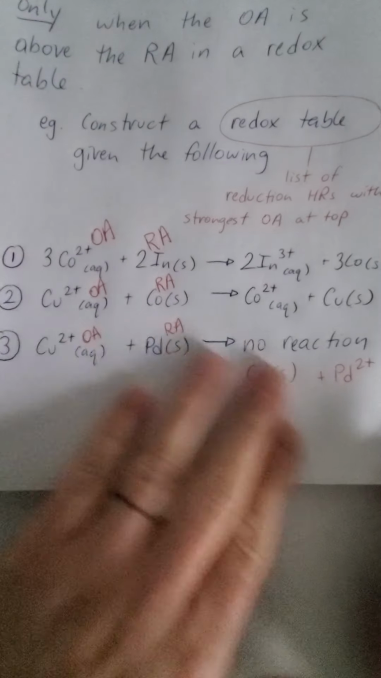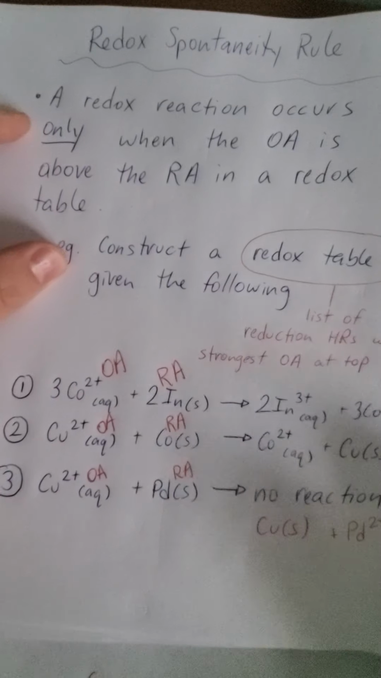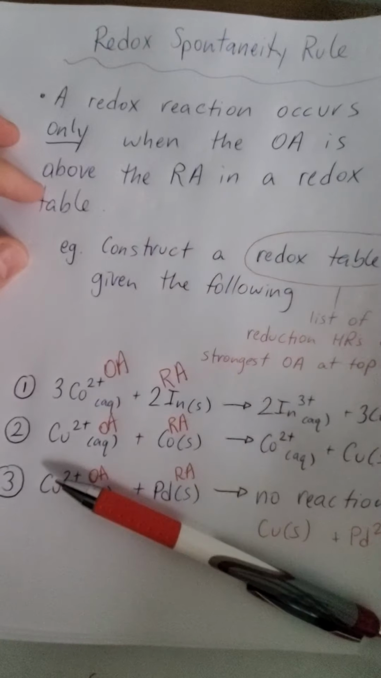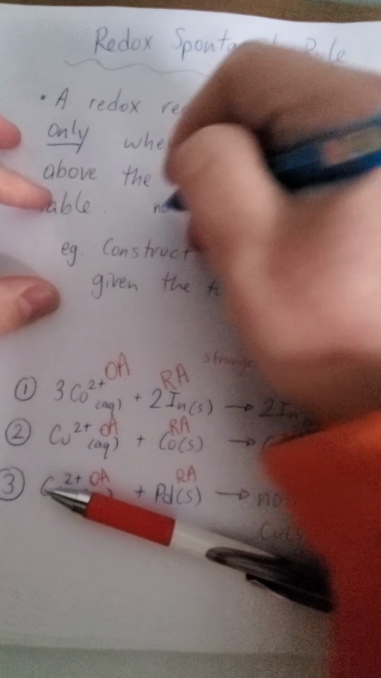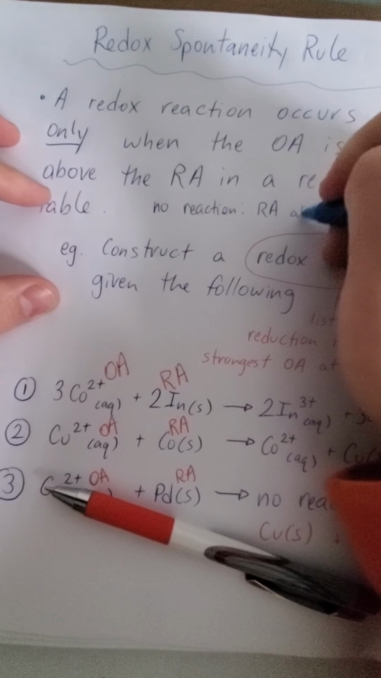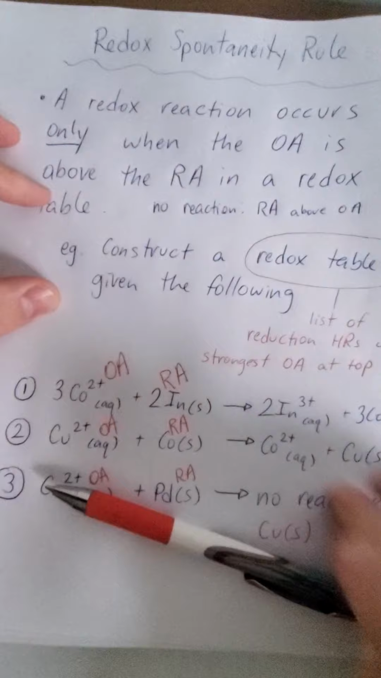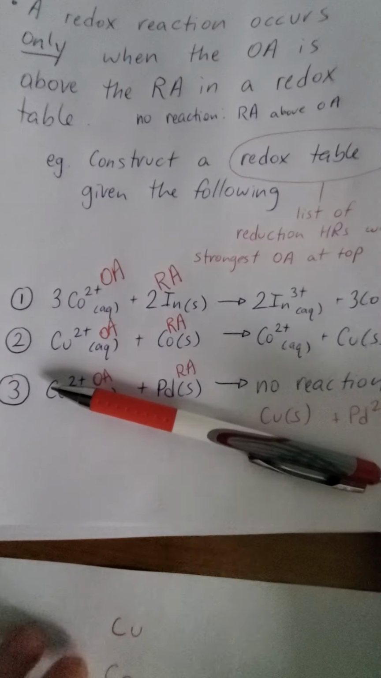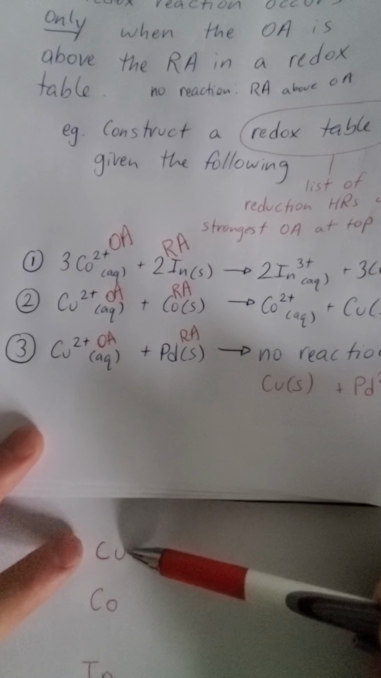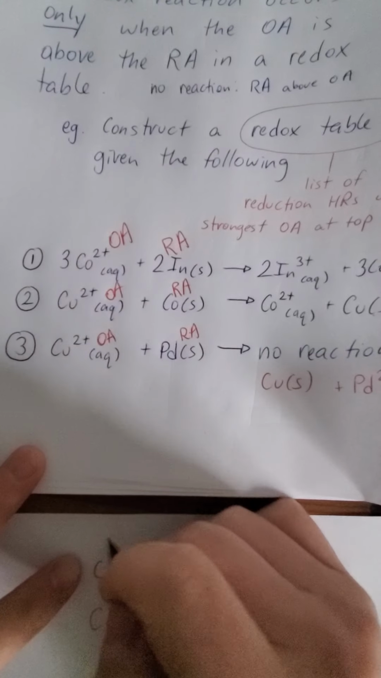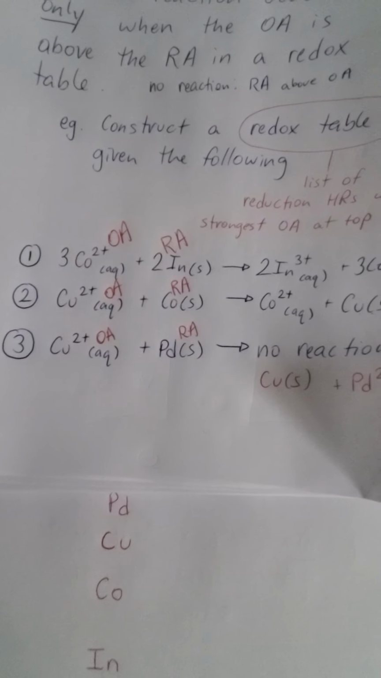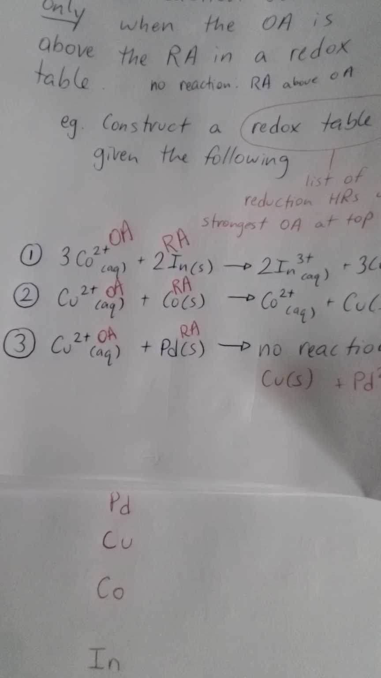All right, but it didn't react. So a redox reaction occurs only when the OA is above the RA. That means that if there is no reaction, the RA is above the OA. These are the only options, right? So if there's no reaction, we put the RA above the OA. Well, copper's at the top, so the only place for palladium to go is the very top. All right, so there's my 4 metals ranked.